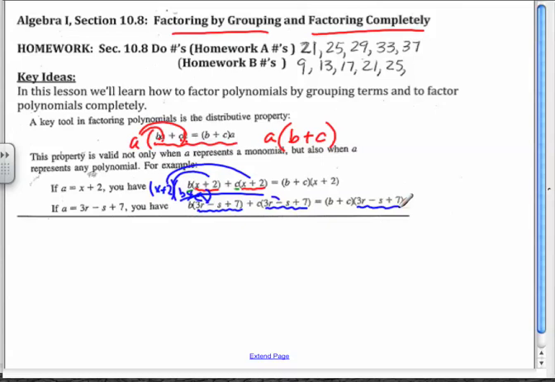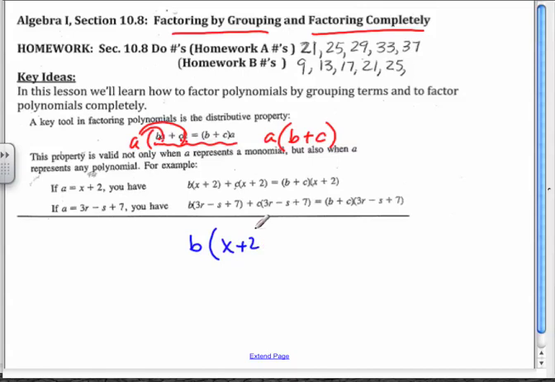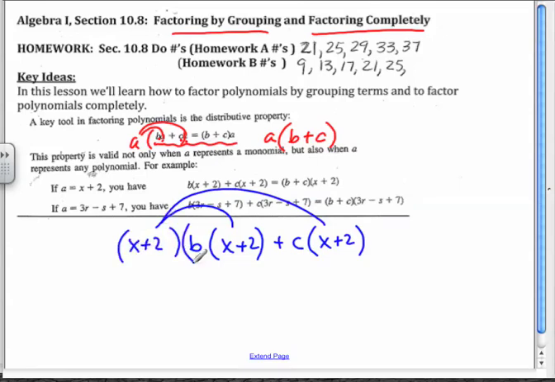But maybe that's kind of confusing there. Let me clear that up. The first thing they did was b times x plus 2 plus c times x plus 2. So I can take both of them out front, and I'm left with x plus 2 times what's left, and I can just scratch that out because I took it out front, times b plus c. And you can see that if I put the arrow here, that would just get me back where I started. So that should help us out there, guys.